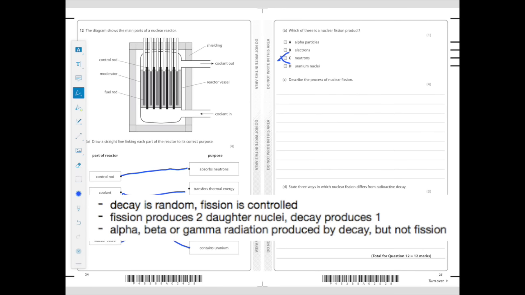You want to talk about the fact that fission produces 2 daughter nuclei, whereas decay only produces 1. And remember that alpha and beta or gamma are produced by decay, whereas in nuclear fission neither alpha or beta or gamma are released. Instead, it's simply daughter nuclei and neutrons.